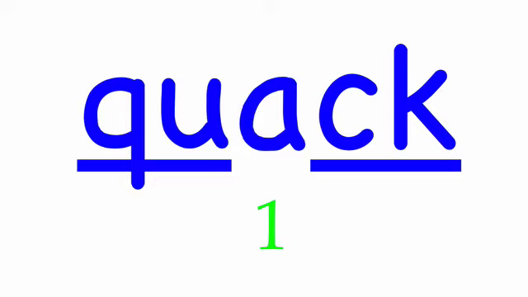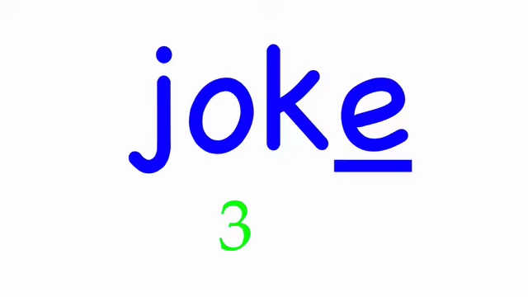Joke. She told a joke. 3 sounds. J, O, K. Joke. Now here we use K, not CK, to represent the sound K. Why is that? Because directly in front of that sound we have a long O sound. Remember, you can only use CK when the sound directly in front of it is a short vowel sound. Pine. The pine tree is very high. Pine. 3 sounds. P, I, N.